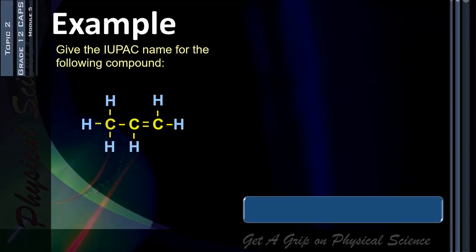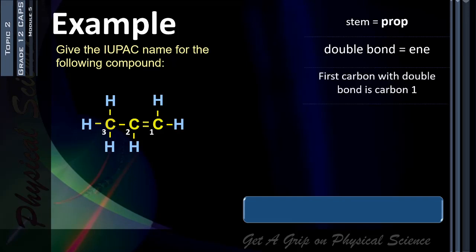The first example. The longest carbon chain that includes the double bond is 3. So the stem name is prop. The double bond is the functional group of the alkenes. And the first carbon with a double bond is carbon number 1 if we number from right to left. If we number from left to right, the double bond will be on carbon number 2, and that is why we have to number from right to left. There are no substituents, so the name for this molecule will be prop 1-ene.